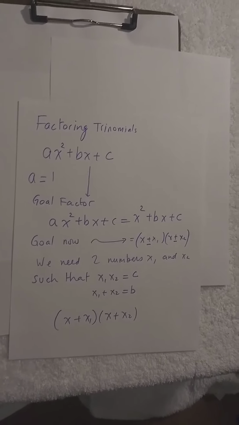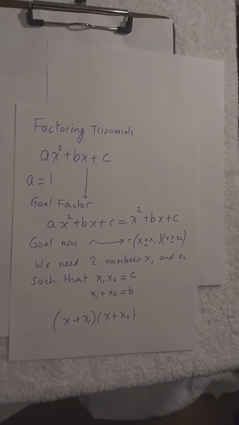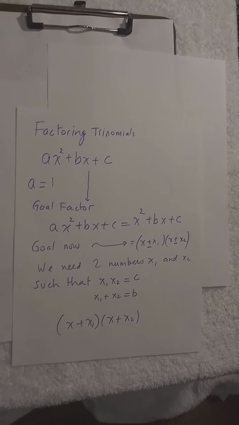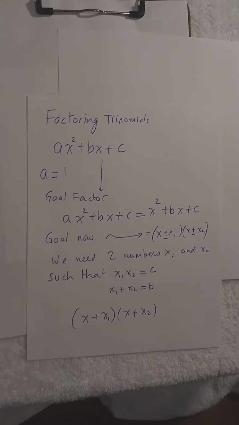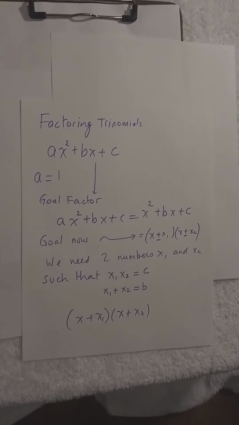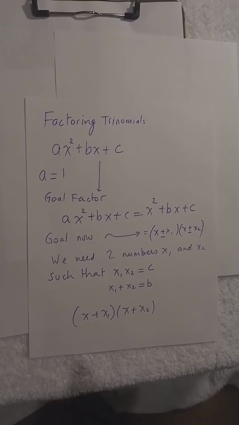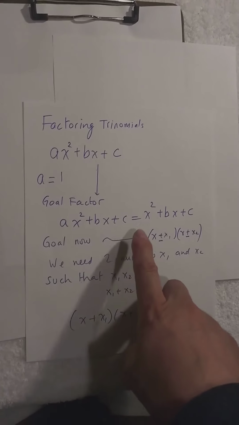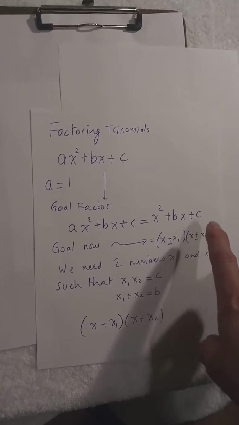We're going to discuss factoring trinomials of the form ax squared plus bx plus c. We'll start with the case when a equals 1. When a equals 1, ax squared plus bx plus c becomes just x squared plus bx plus c.